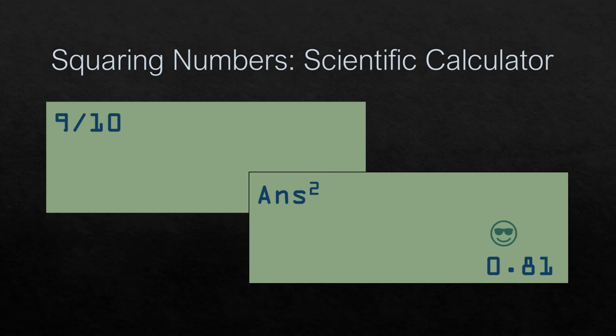Or you can type in your fraction as a division problem and hit equals or enter. Then use the answer key to bring up your answer and apply the X squared button to the answer. Most calculators will actually let you skip the step of hitting the answer key. If you hit an operation key instead of a number immediately after hitting equals, they'll assume you're applying that operation to the answer you just got.